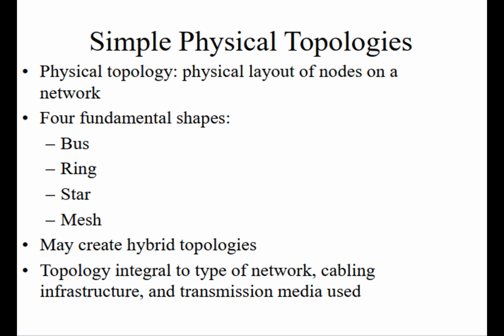Simple physical topologies. Physical topology is the physical layout of nodes on a network. There are four fundamental shapes: bus, ring, star, and mesh, which may be combined to create hybrid topologies. Topology is integral to the type of network, cabling infrastructure, and transmission media used.